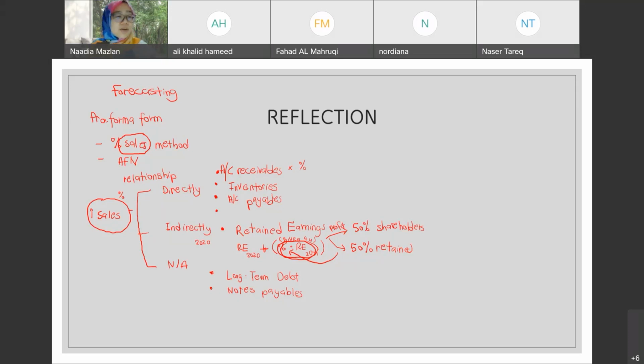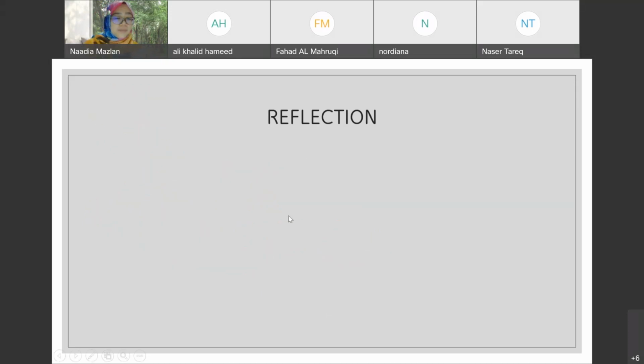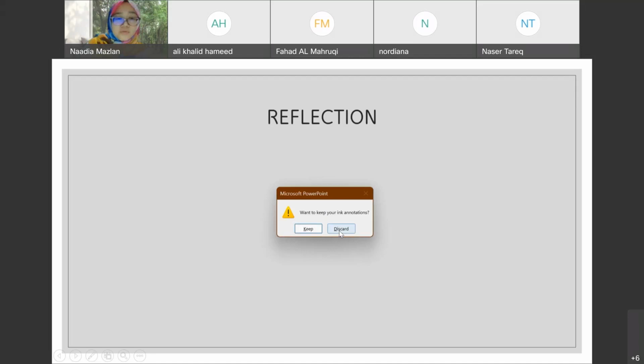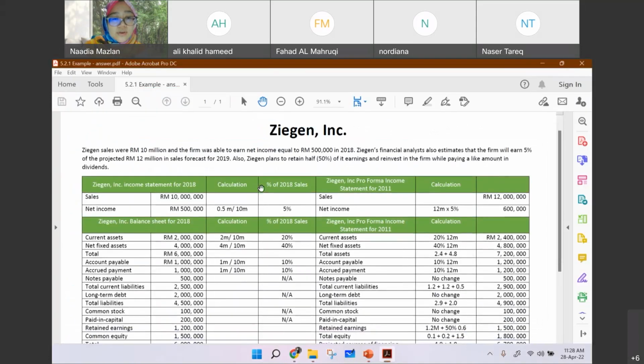All right, so this is what you actually learned last time, whether something is directly, indirectly, or non-applicable. Doctor, in the slides it's mentioned that common stock and paid-in capital are part of non-applicable. Ah, so you just use this one. Don't use that one. Okay, now what I want to show you is for last week.